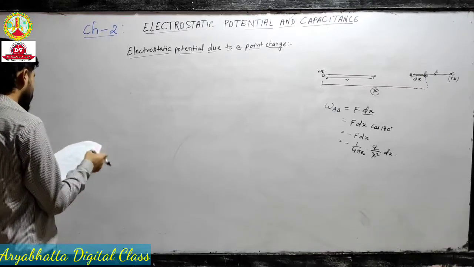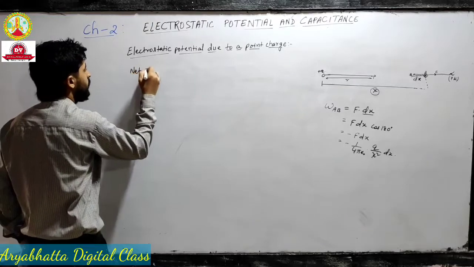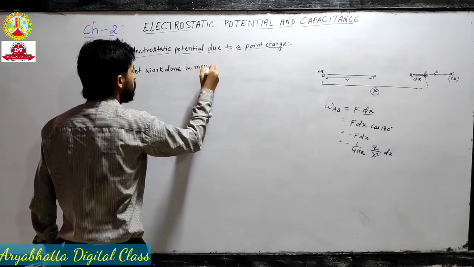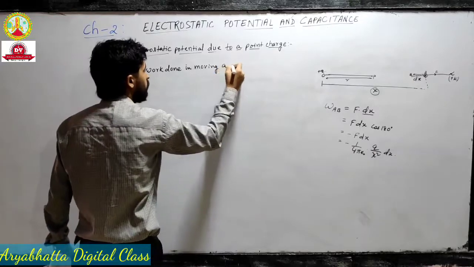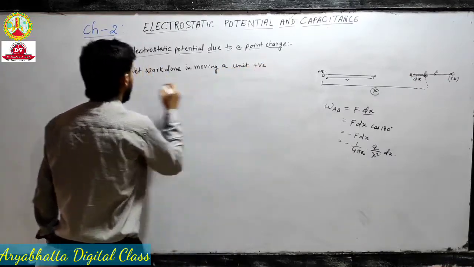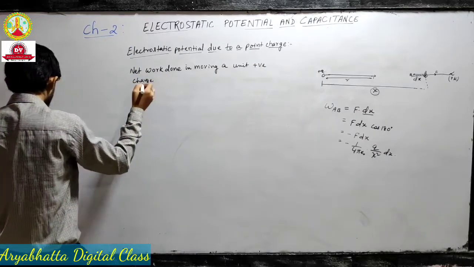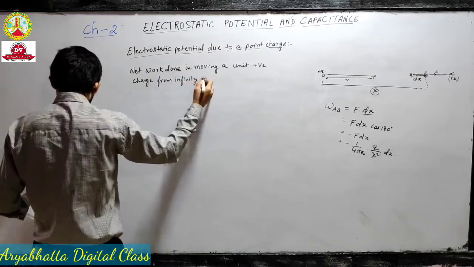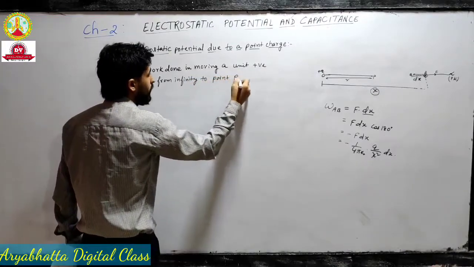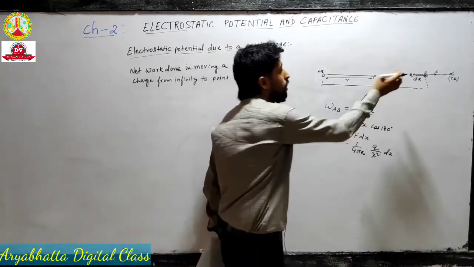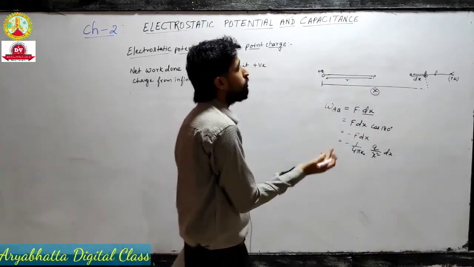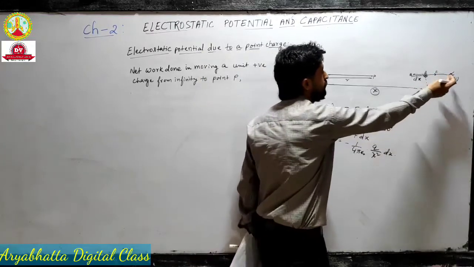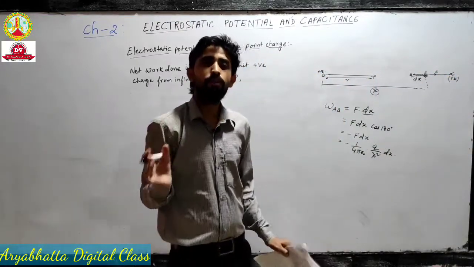So now write: net work done in moving a unit positive charge from infinity to point P. So now we are finding the total work done from A to point P, or you can say from infinity to point P basically, not from point A. We have just considered the point A as an arbitrary point. Fine. Now we will find the whole work done from infinity to point P.